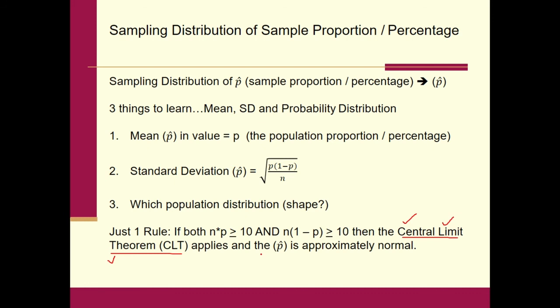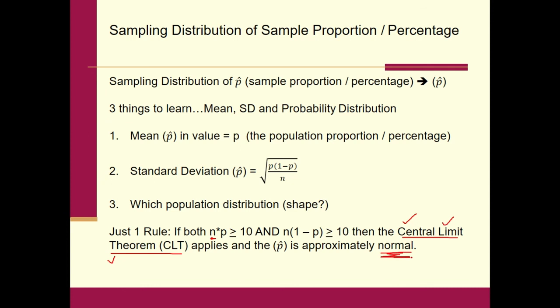It says that as long as we have a fairly large sample size, and we can justify it being large enough if we multiply that times p, and also multiply it times 1 minus p, as long as both of those are greater than or equal to 10, that tells us that once we put all the p-hats together into one spot, the sampling distribution of p-hat will start looking very much like a normal looking curve.